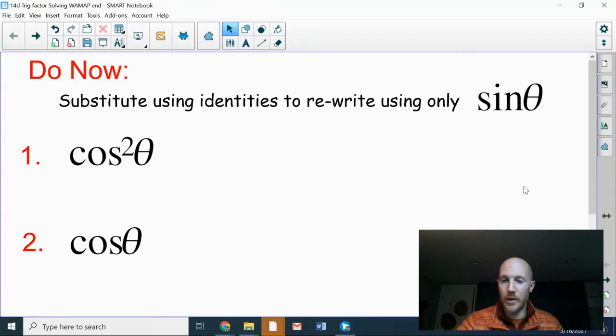Well, good morning, pre-calc. Here's what you do now. Make some substitutions, see if you can rewrite each of these two problems using only sine.